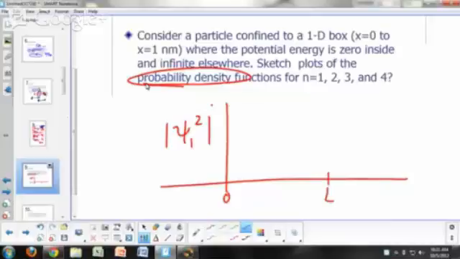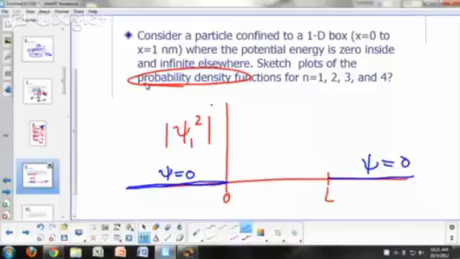First of all, what should it look like below, at x less than 0? It's going to be 0. Psi is 0 here outside the box. At x equals L, too. So for n equals 1, what was our psi? It's just half a sine wave.